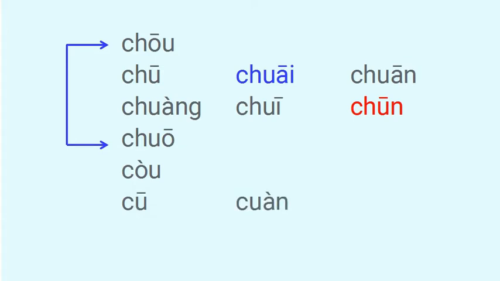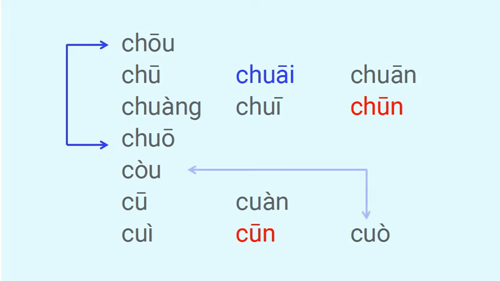CUAN is pronounced as Chuan. CUI is pronounced as Chui. CUN has the combination of alphabet UN form. So, CUN is pronounced as Chun. CUO is pronounced as Chuo. Please compare the pronunciation of this CUO with COU before.